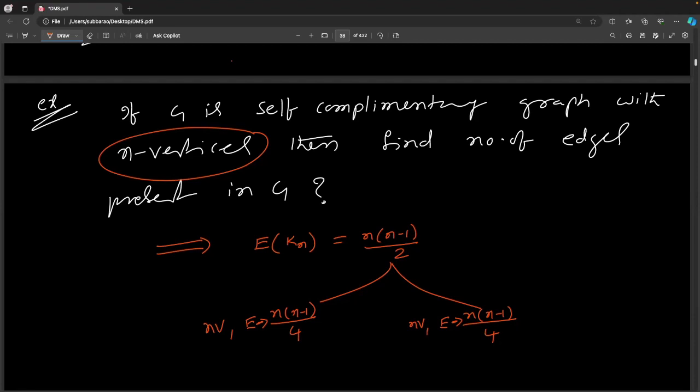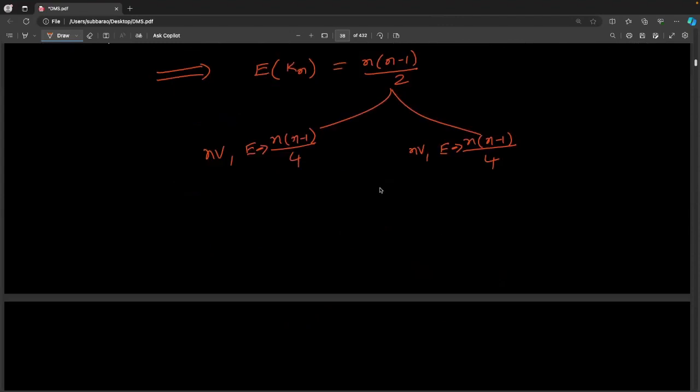Can we move to the next? Yeah, see the next one also. Try this.